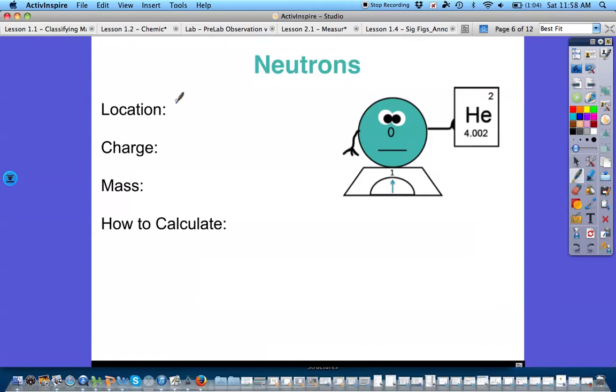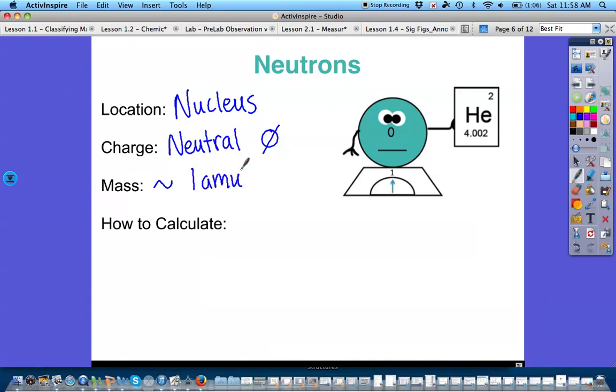The neutrons: the location is in the nucleus. The charge is neutral, and the symbol for neutral is a 0 with a slash through it. The mass is approximately 1 AMU. And to calculate the number of neutrons, you take the mass number minus the number of protons, and that will tell you the number of neutrons in an atom.